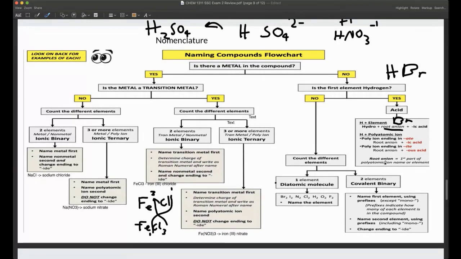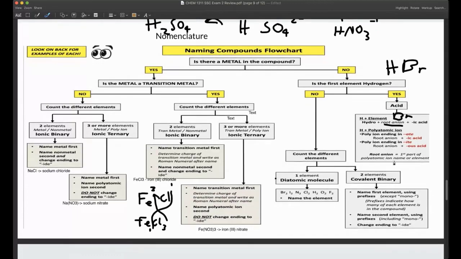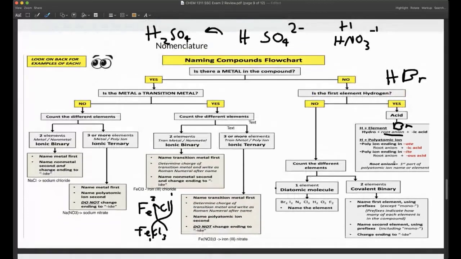And if you have a polyatomic ion ending in -ite, you would take the root anion and then add -ous acid. So if I wanted to make an acid from SO3 2-, for example, that would be sulfurous acid. If you have any prefixes like hypo or per, hypo means below the -ite, and per means above, you would just add it on there.